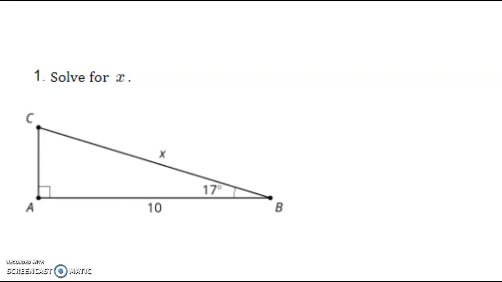So if you are given this problem, in which you are asked to solve for this side length BC, solve for x, and all you have is one side length and an acute angle of a right triangle, we are going to use our trigonometric ratios.